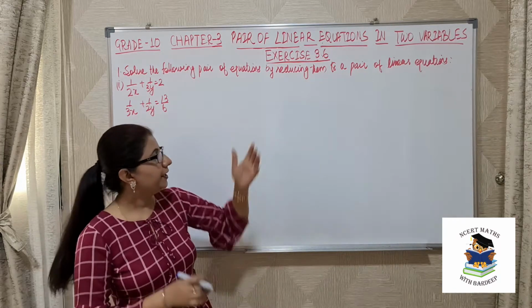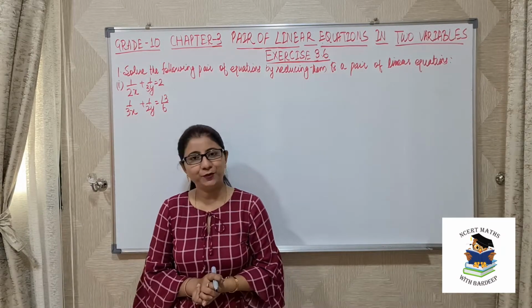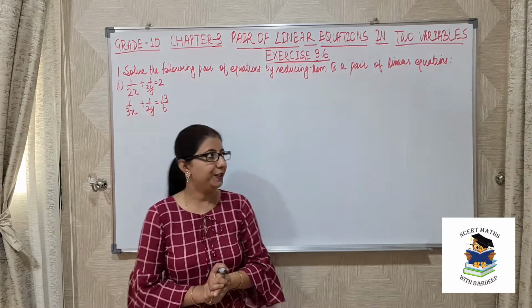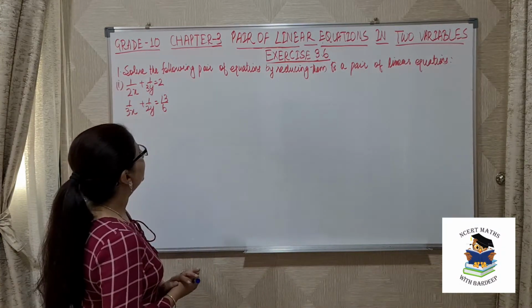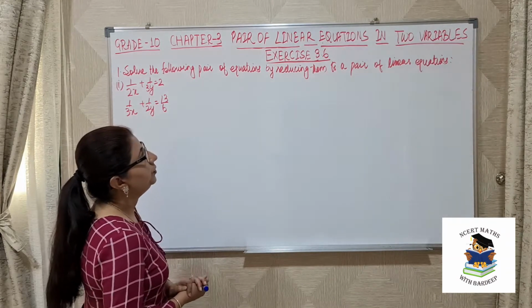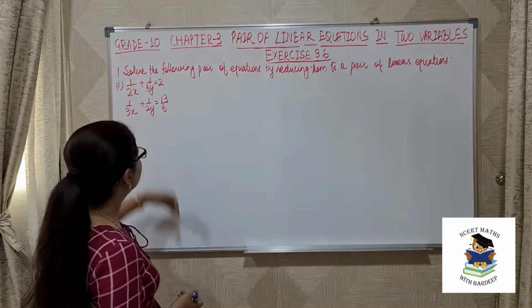Today we are going to start exercise number 3.6 of chapter 3, that is pair of linear equations in two variables of grade 10. So first question is, solve the following pair of equations by reducing them to a pair of linear equations. So this pair is given to us.